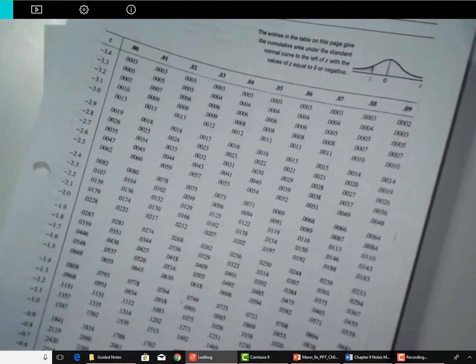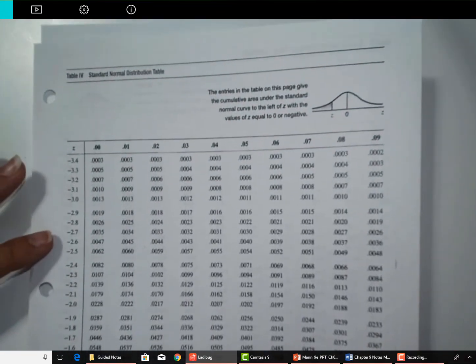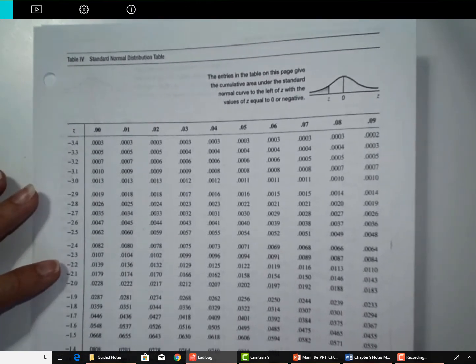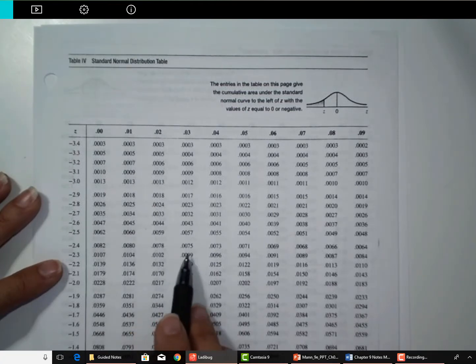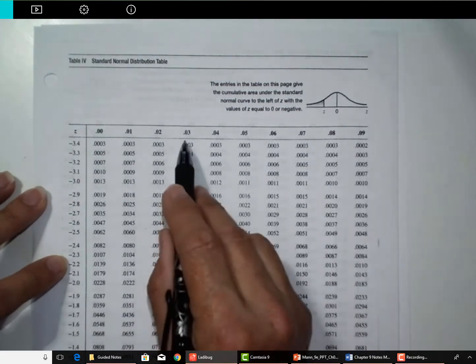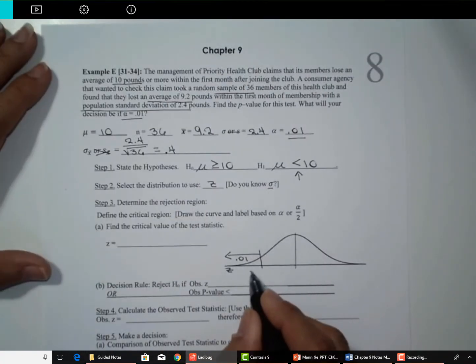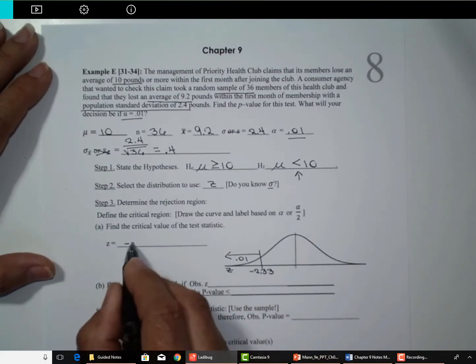Now once I have that done, I can look up 0.01 on my Z table, and of course I'm on the negative side of Z here. Let me see if I can find 0.01 as close as I can get. It's going to be right between these two numbers. So I'm going to go with the lower area, which is the 0.0099, and I'll say that's a negative 2.33. So on my Z table I found 0.01 is negative 2.33. That is my critical value for rejection.